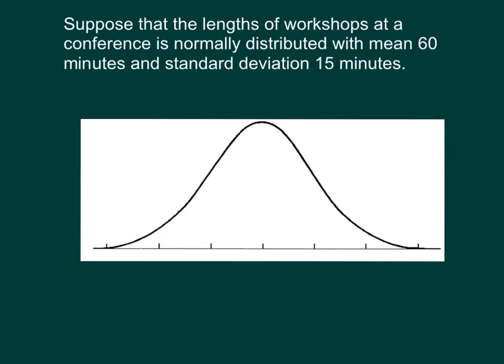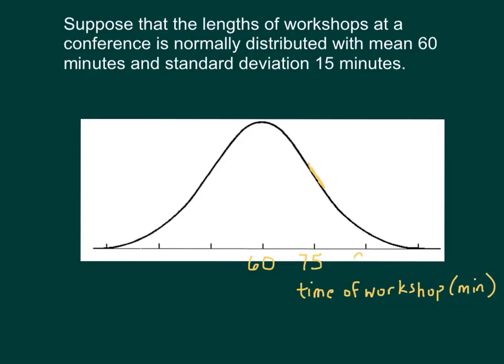Suppose that the length of workshops at a conference is normally distributed with mean 60 minutes and standard deviation 15 minutes. So our data is the time of a workshop in minutes. And since it's normal, I draw the bell-shaped, symmetric, and unimodal curve. And in the middle, I'll have the mean of 60 minutes. And 1 standard deviation above would be, again, right where that concavity changes. So there it is, and that would be 60 plus 15, so 75 minutes.